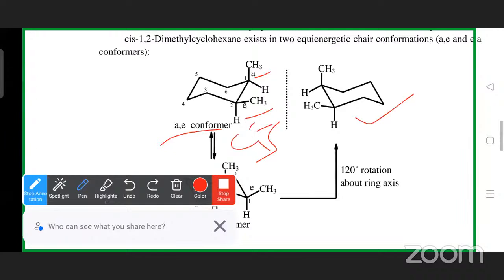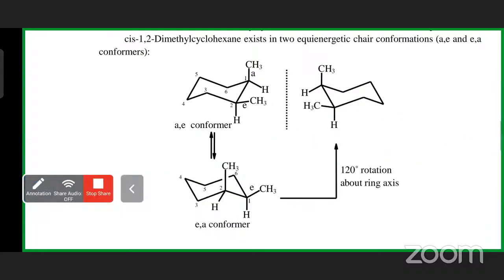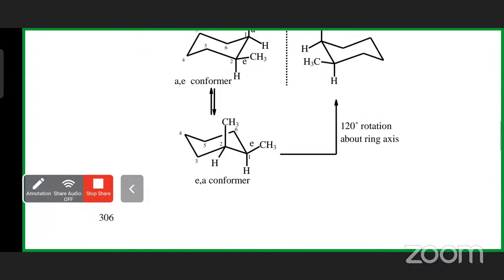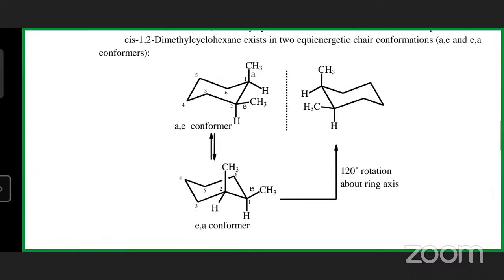Right? Enantiomers. Then by flipping that particular molecule here, we can convert that conformation. Okay? So here the axial equatorial, upon flipping, we are converting this into equatorial axial conformer. Okay? And by flipping again you get the enantiomer of that one.